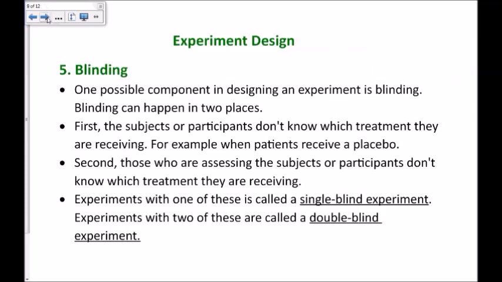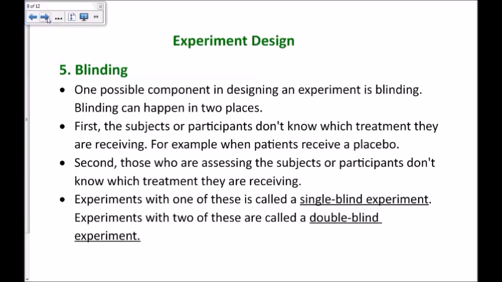Fifth is not part of the 4 principles, but it's one that is possible to use, and you probably should use if you can. The idea is blinding. One possible component in designing an experiment is blinding, and it can happen in 2 places. First, the subjects or participants don't know which treatment they are receiving. This happens when treatments are receiving a placebo. They don't know if they're receiving the placebo or not.